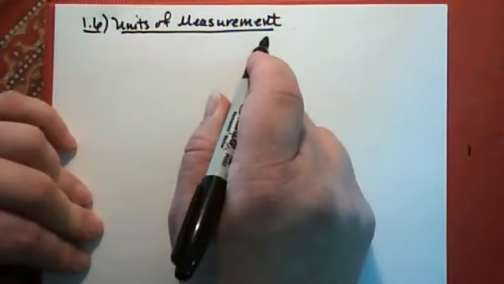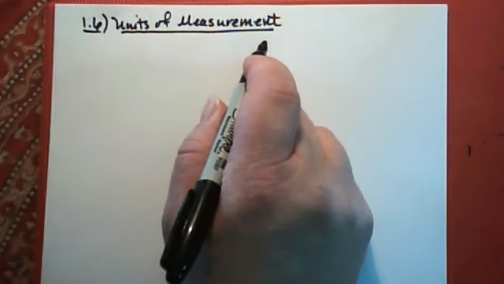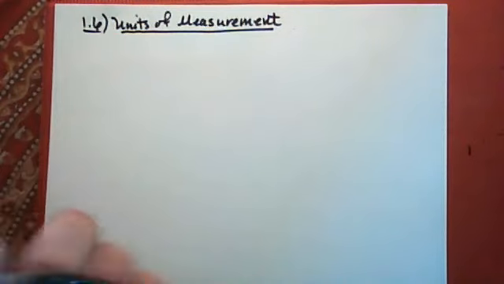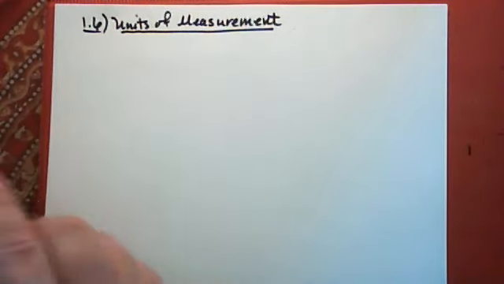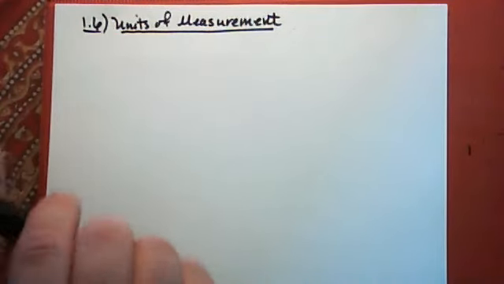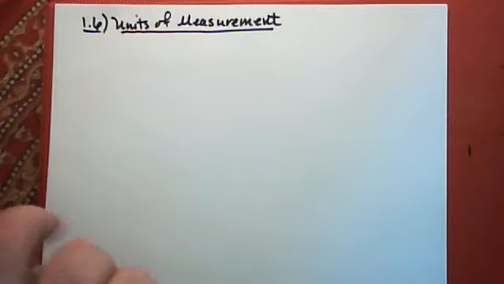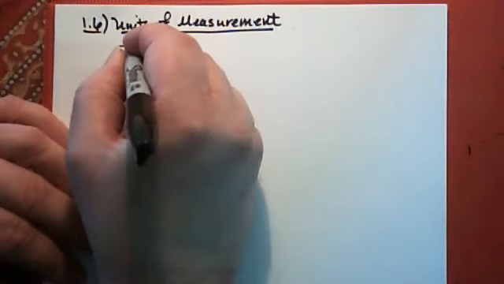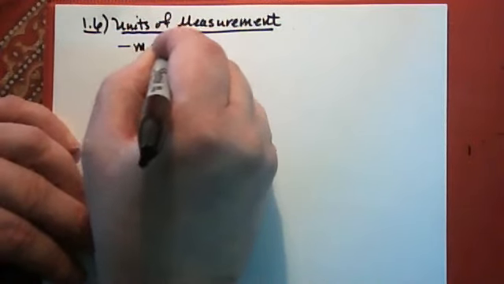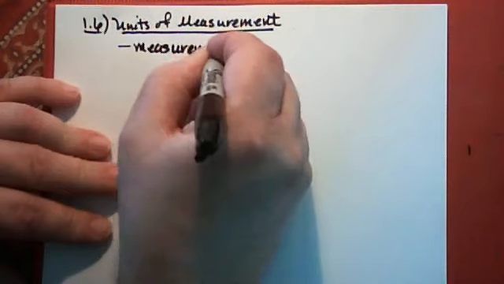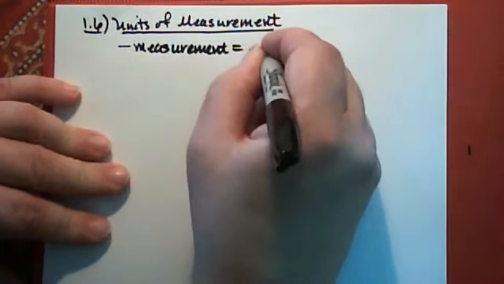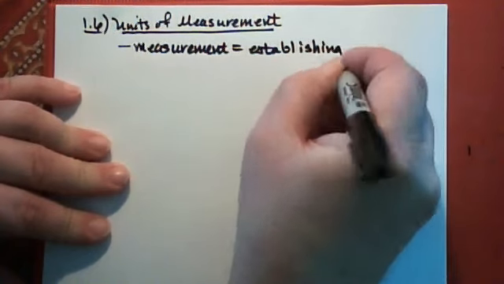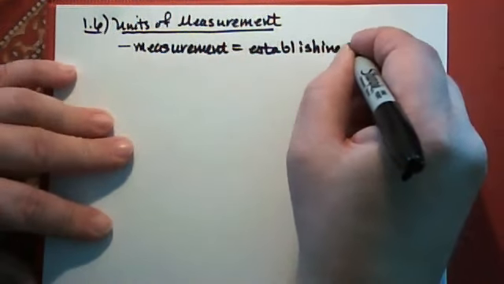Our next section up for discussion is units of measurement. And this is a really important thing in any science, really, because measurement is a major part of science. That's really what we do just about all the time, is we measure stuff. And so first of all, let's start at the very beginning and say, what is a measurement? And measurement is basically where you establish the magnitude of some quantity.